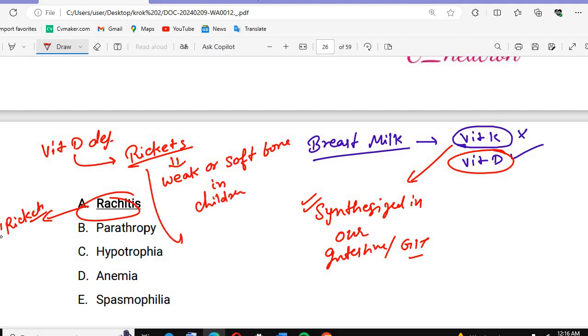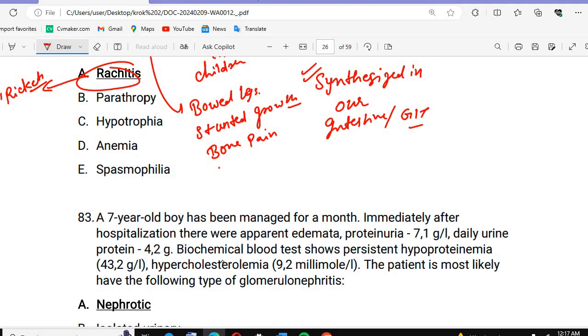These patients will have bowed legs, then stunted growth will be there. Bone pain will be there in these patients. A large forehead will be seen. Okay, all these things will be seen in this condition.